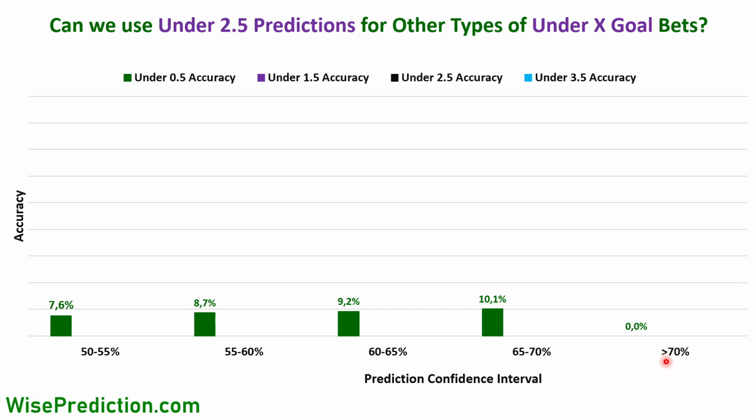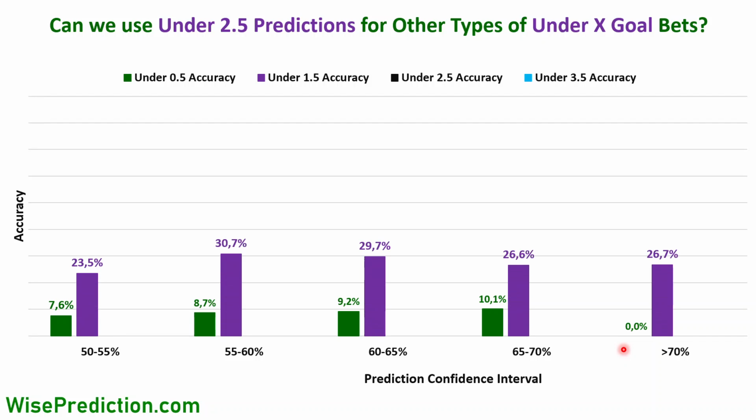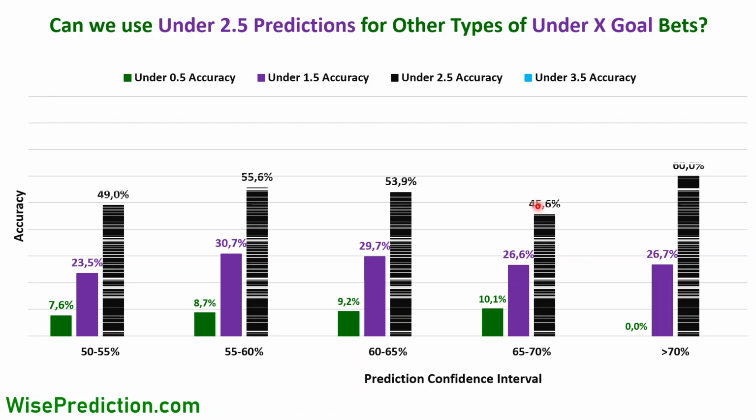And even if the prediction confidence happens to be above 70% here, the accuracy happens to be 0%, but it's not really representative because we don't have that many samples in this interval. So it's not really representing the picture accurately in a trustworthy way, in other words. But if we look at the picture for 1.5 accuracy here, it starts from 23% and it goes up to 30%, 29 again, 26, and so on. So it's not that promising either.